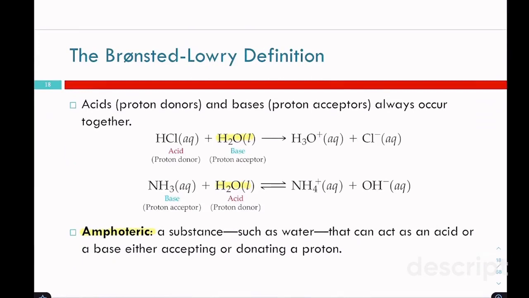So water can act as both an acid or a base from the state of being just water. It's not like going back and forth, but from the same starting point, this can accept a proton, this can donate a proton.